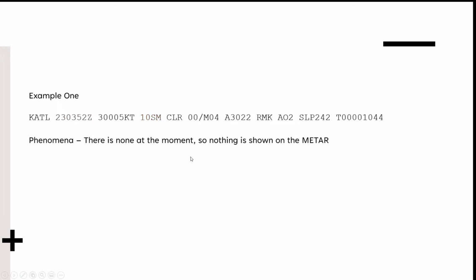So the phenomena, normally if there was phenomena like rain or snow, it would be listed here in between the visibility and the sky conditions, but there is none, so there's nothing showing. Next we have our clouds, CLR. This indicates that it's clear skies. Now there's lots of different abbreviations that could go here, and I'm going to give you a link at the end of the video in the description where you can use as a quick reference to understand what any abbreviations you might see in this section might be.